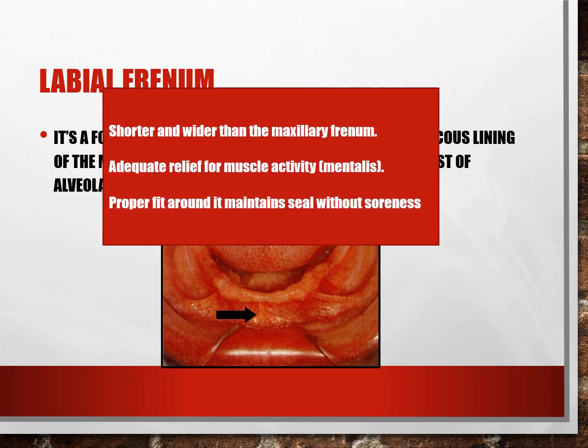So what is the importance of this labial frenum? The labial frenum in the mandible is shorter and wider than the maxillary frenum, and you need to provide adequate relief for the muscle activity in this area. Which muscle comes here? That is the mentalis muscle. So you need to allow the proper activity of the mentalis, so you need to relieve the area in the complete denture. You need to ensure a proper fit around this so that a seal is maintained without causing any soreness to the underlying frenum and the other mucosal structures.